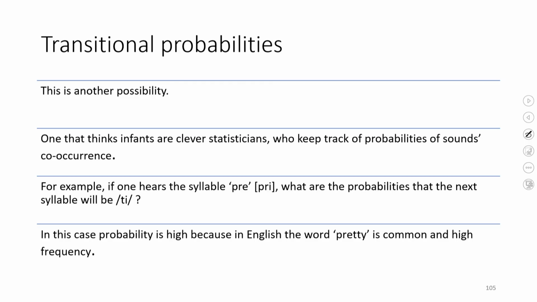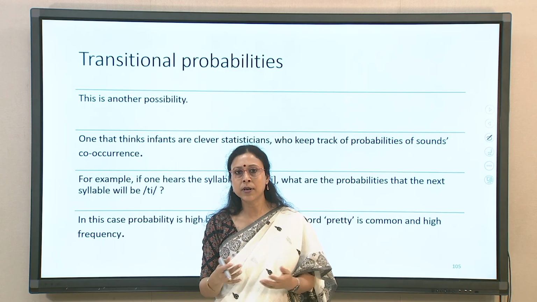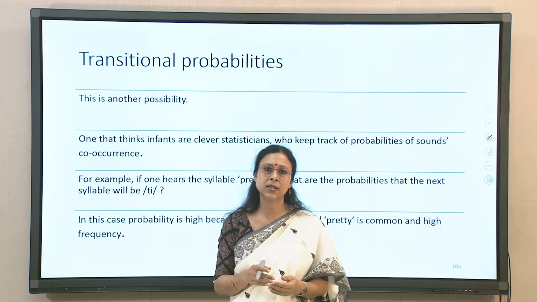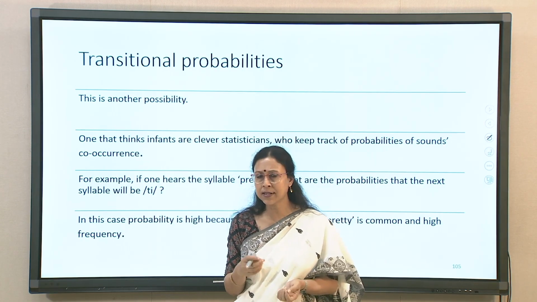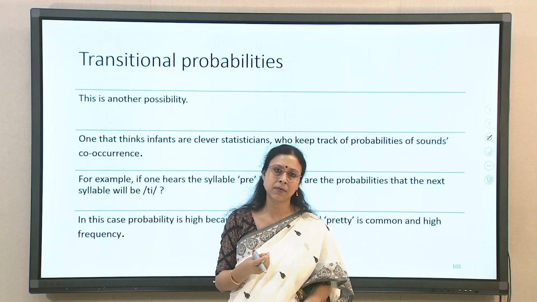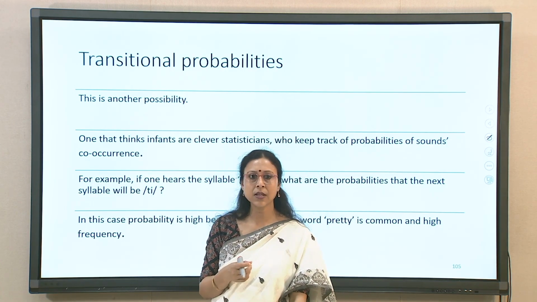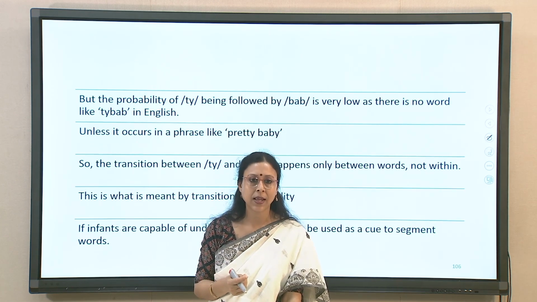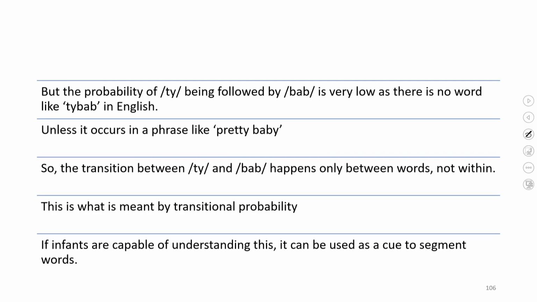For example, if one hears the syllable pre in English, what is the probability that the next syllable will be tea? Because in English, pretty is a very common, high frequency word, and it is also quite commonly used by mothers with infants. This is a pretty flower, this is a pretty dress, and so on. This is very common, as a result of which it is something that the children are probably expected to learn. So, they know that pre can be followed by tea, but the probability of tea being followed by babe is very low, as there is no word like tea babe in English. That is the idea.